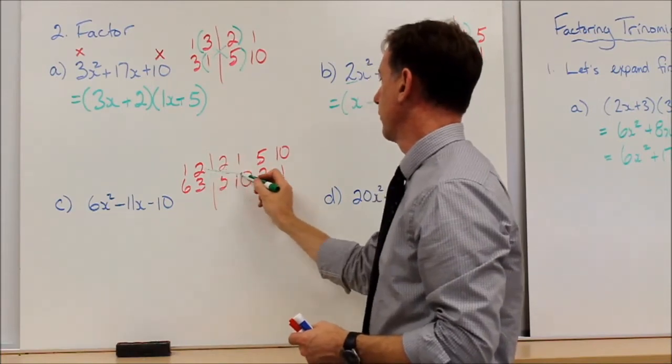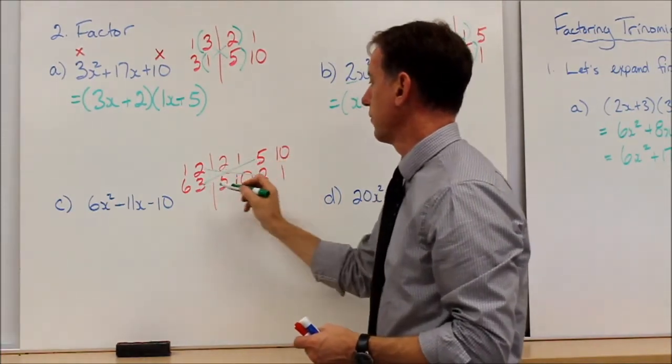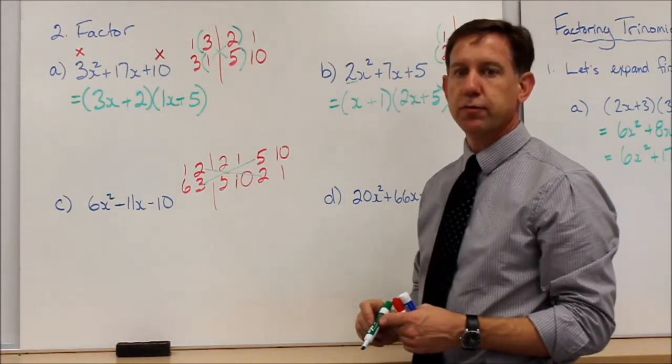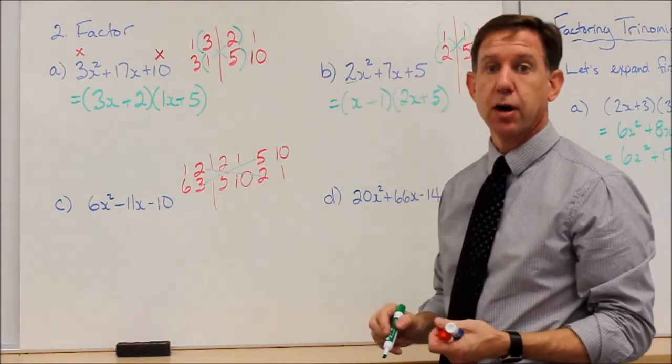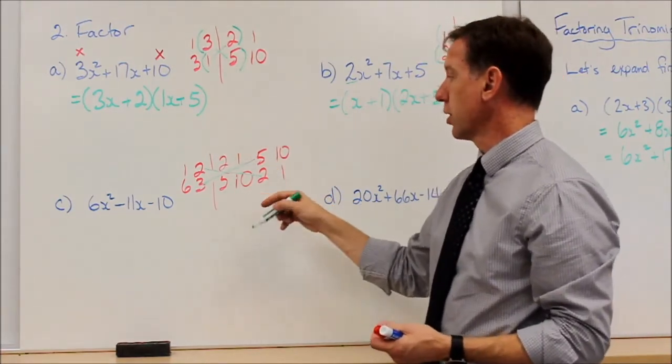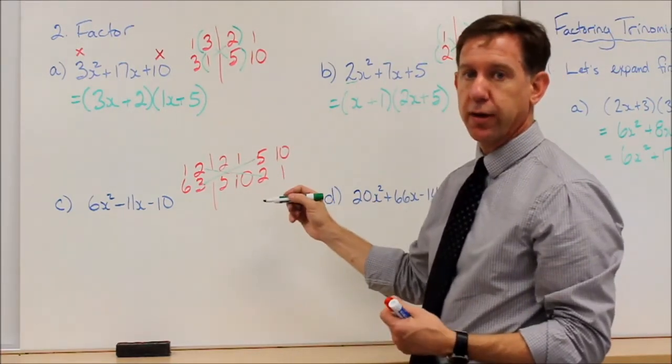How about 4 and 15? With 4 and 15, I could add or subtract and get 11, as long as I have negative 15 and positive 4. So that pair is going to work. Again, the brackets are written exactly the way they are in the chart.